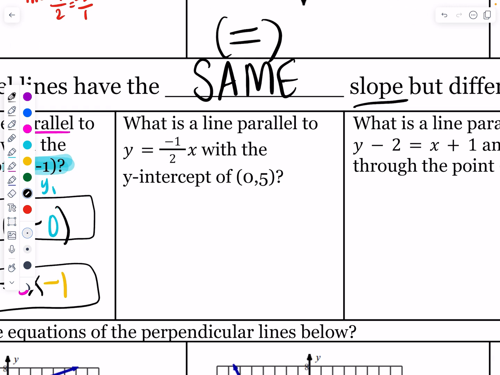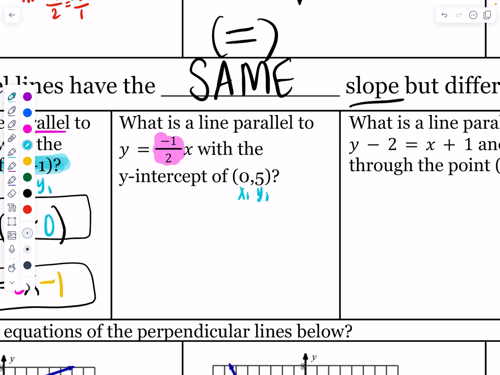Okay, same thing here. They give me a slope. What do they give me a slope of? Negative 1/2. So if there's a line that has the equation y equals negative 1/2 x, what is the equation of a line that is parallel to it? You can write it one of two ways. Again, here's my x1, y1. It also gives you the intercept. So I'm going to do point slope form.